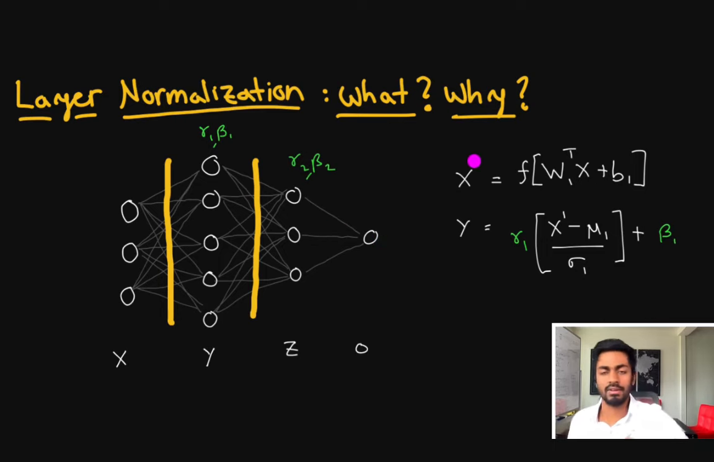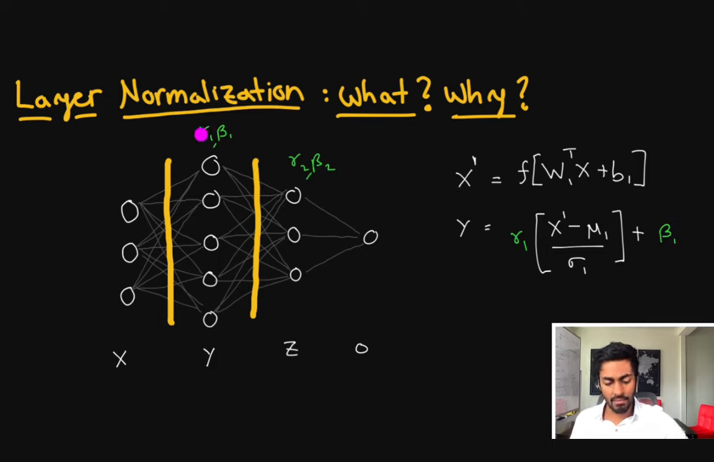In typical neural network fashion, we would have some activation applied to the weights times that vector, plus some bias. This is without any kind of normalization. But now to add normalization, we take whatever the result is here, subtract the mean of the activation values of this layer, divide by the standard deviation of the activation values of this layer, and we include learnable parameters, gamma and beta.